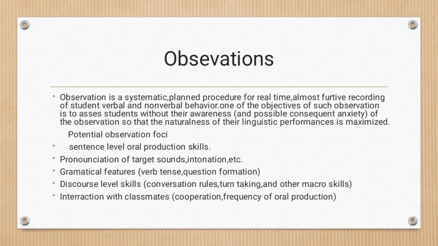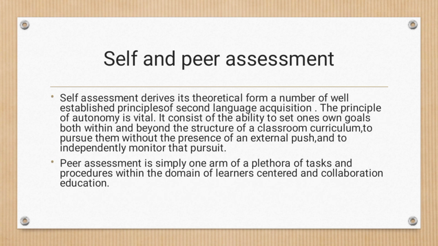Potential observations: sentence-level oral production skills, pronunciation of target sounds, intonation, etc. Grammatical features: verb tense, question formation. Discourse-level skills: conversation rules, turn taking, and other macro skills. Interaction with classmates, comparison, frequency of oral production. Self and peer assessment.